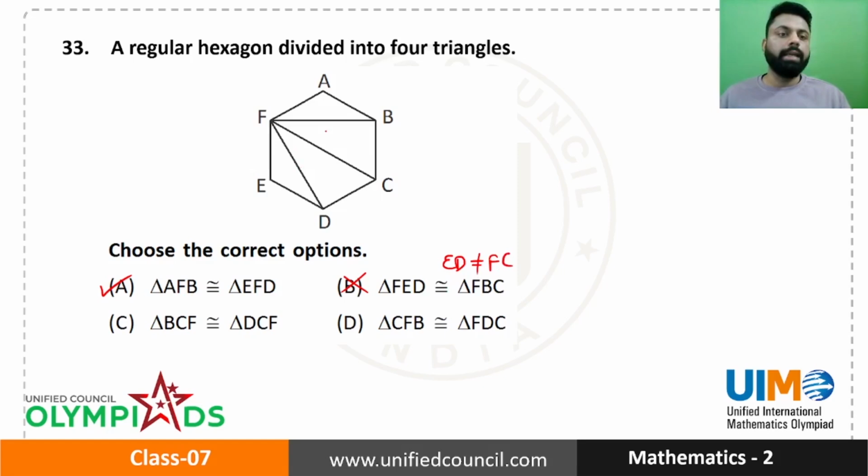Then the next one is BCF and DCF. So over here, these two sides are equal. This is common. And one more thing, these two sides are also equal. So these two triangles are congruent. And then over here, CFB and FDC. So these two triangles are the same, but the sequence is not the same. So A and C are the correct answers.